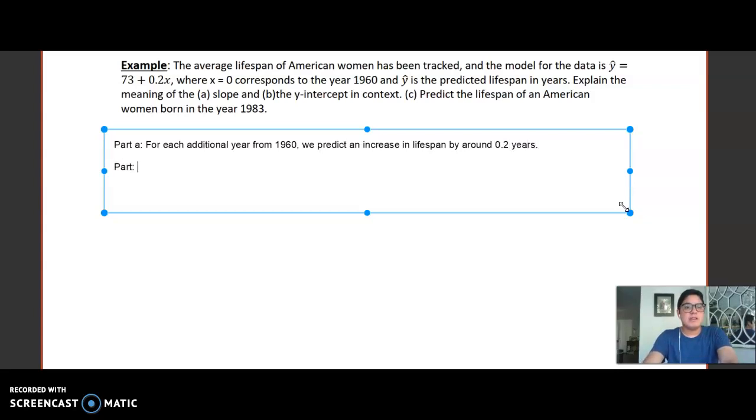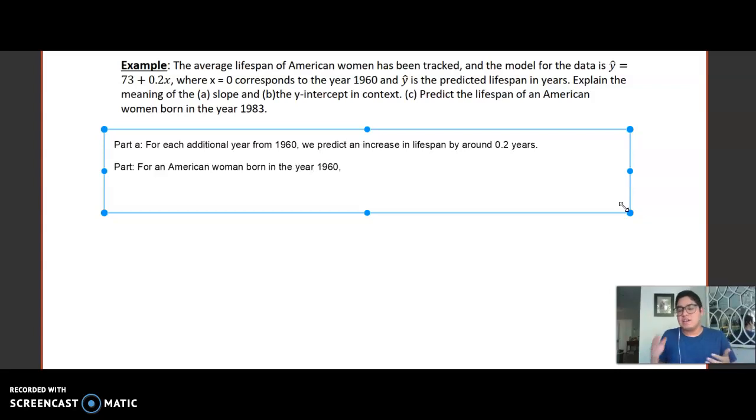And for part B here, okay, so think about it. So for an American woman, all right, there's your lingo for the day. For an American woman born in the year 1960.